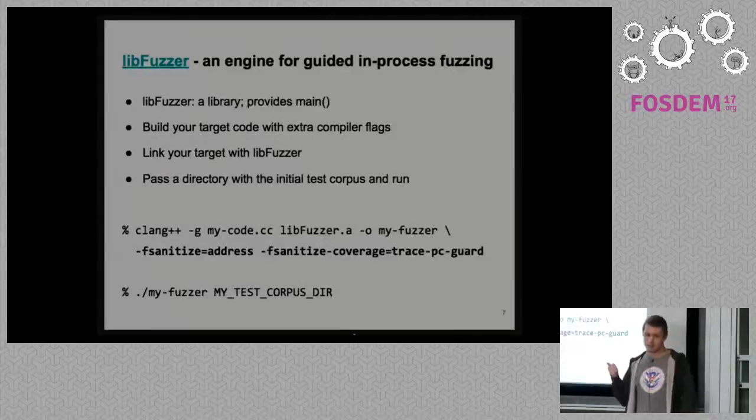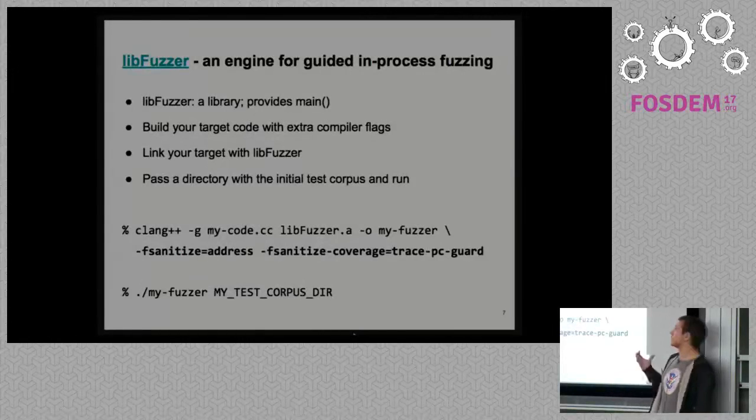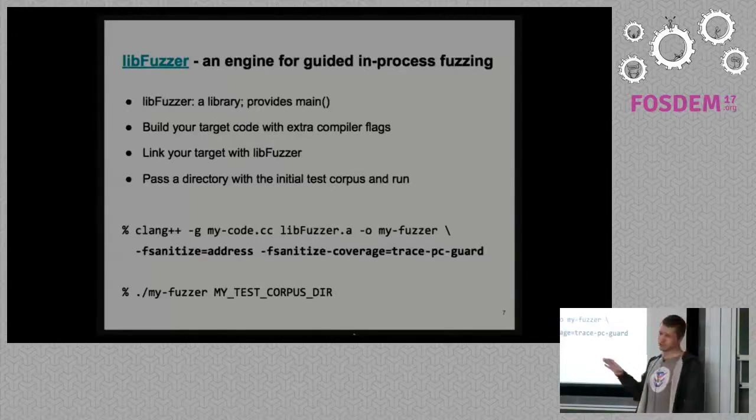That example of a fuzz target is actually a libFuzzer-defined interface, and libFuzzer is an engine for guided in-process fuzzing. It is not the only engine in the world, but it is the one from which we started our project. It's actually a library which provides main, so you just write the function which you saw on the previous slide.